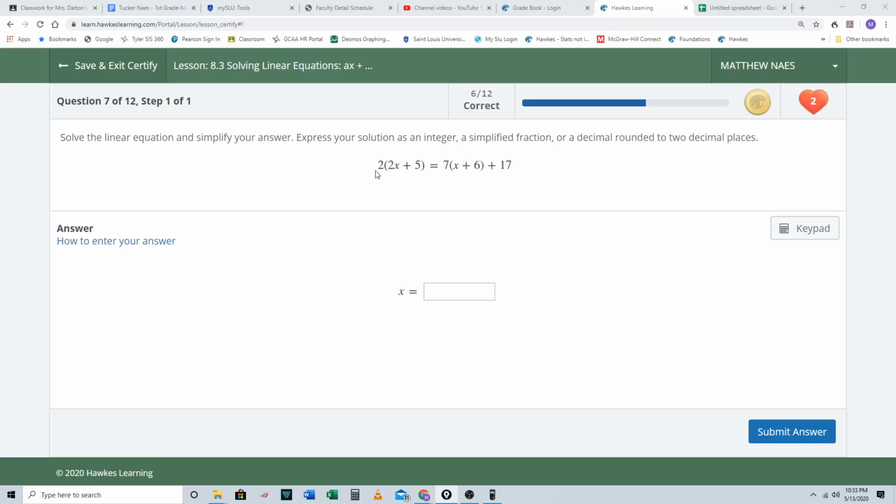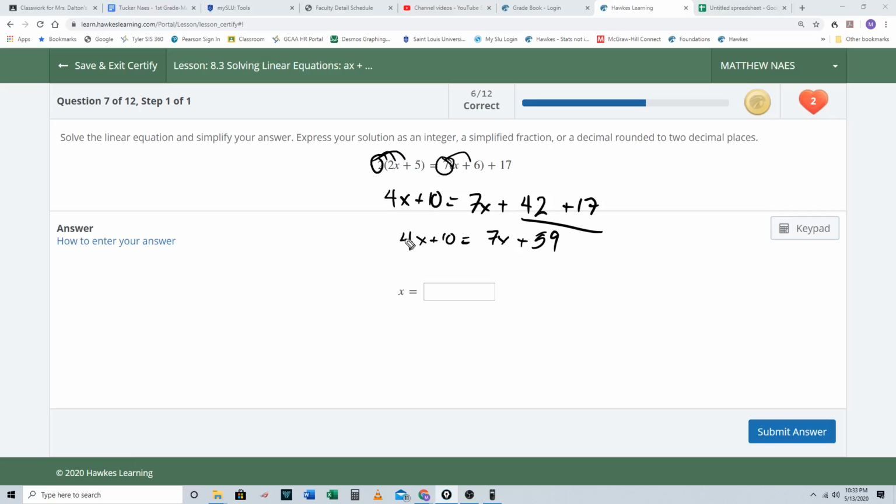Okay. I can't skip these. I forget I'm on the certify, so I'm going to be doing all these. All right. So 2 times 2 and 2 times 5, 7 times 1x, 7 times 6. That's 4x plus 10 equals 7 times 1x, 7x plus 42 plus 17. So nothing else to simplify over here, but we need to combine like terms over here. 4x plus 10 equals 7x plus 59.